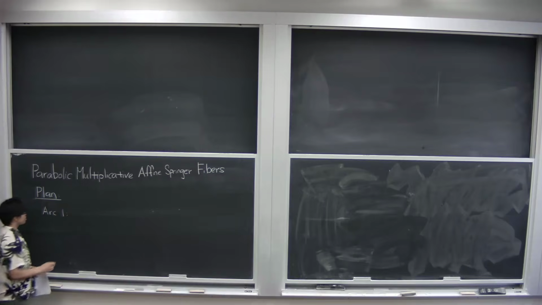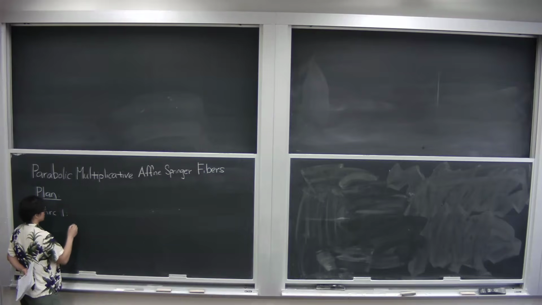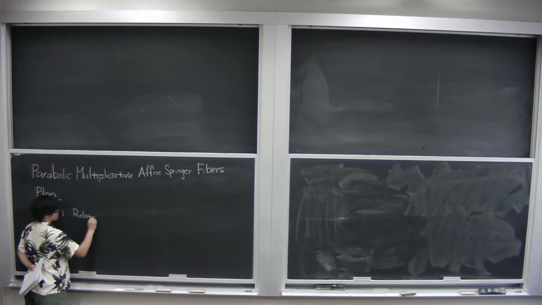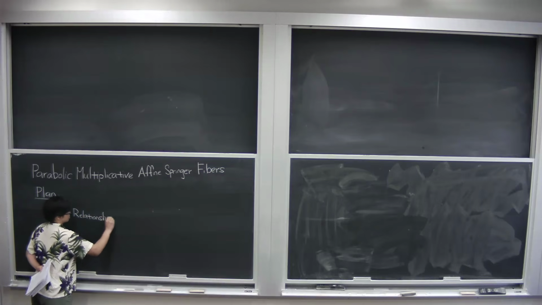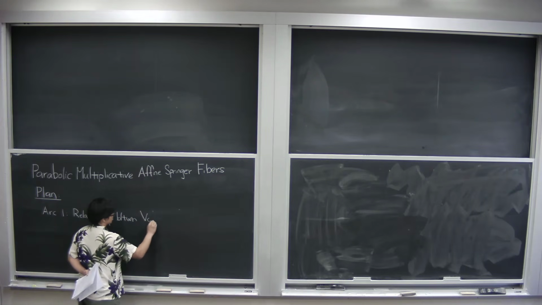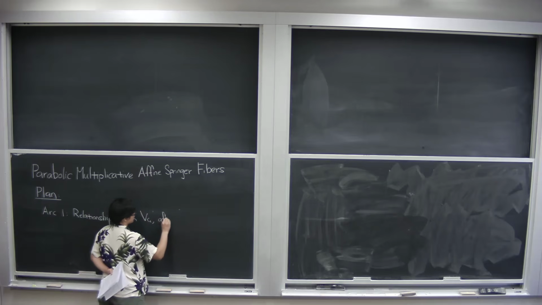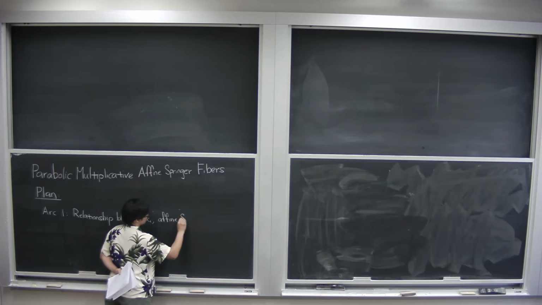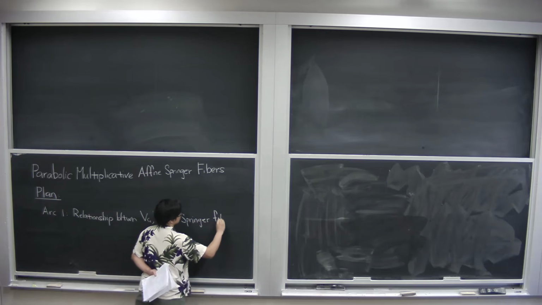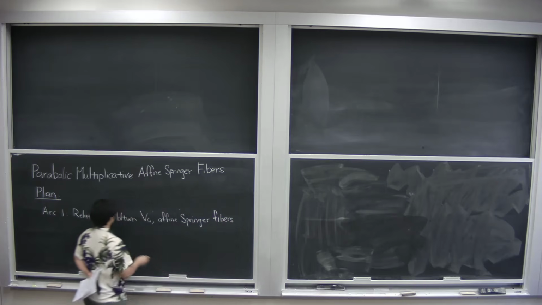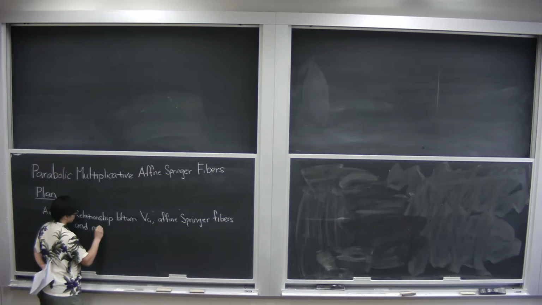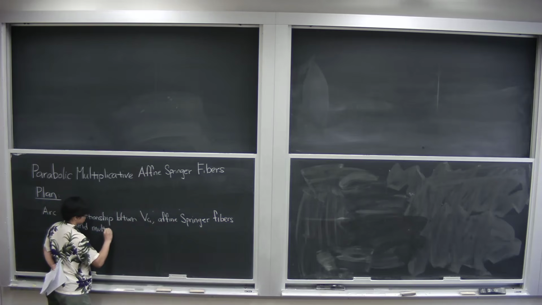So arc 1, I want to talk about this relationship between something called a Vinberg monoid, affine Springer fibers, right? And multiplicative Higgs bundles, and how they all interrelate to each other.